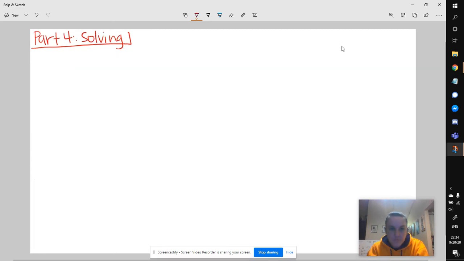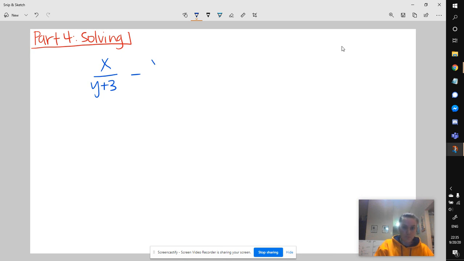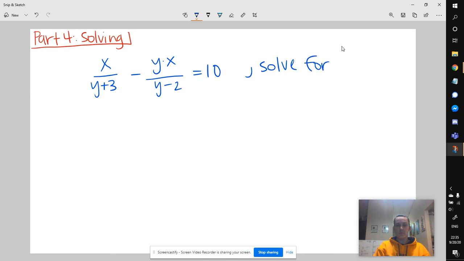Part 4 is solving. So this one's kind of wacky. Honestly, this one I'm more into y'all experimenting, seeing what you can do, trying to figure it out. But the key thing I'm gonna mention, I'm gonna write one out real quick, which is if we start with x over, sorry, I've got my notes off to the side, minus y times x over, here's 10. And it tells us to solve for x.